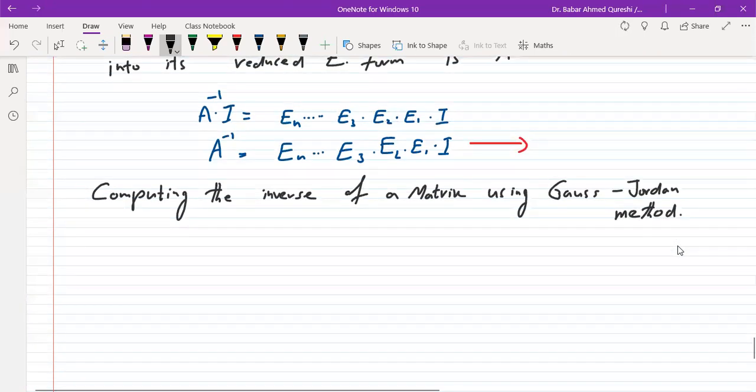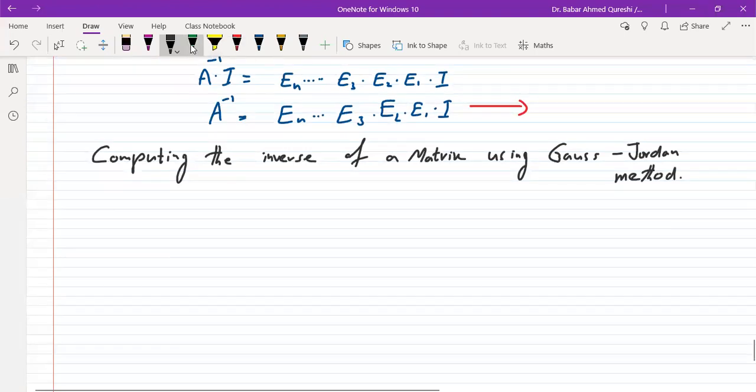Because these elementary operations, I can think of them as being done through these matrices, but I don't have to actually practically physically do them using these matrices. I know because they implement the row operations, I can just work with the row operations directly. So this is a very clever way.